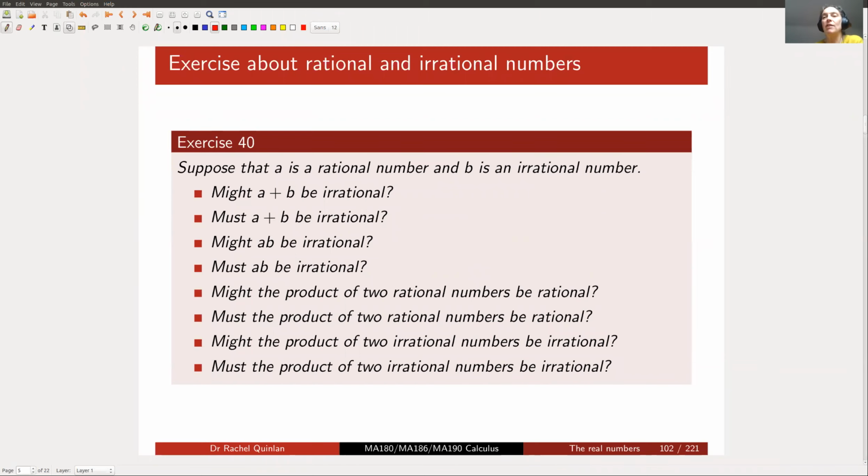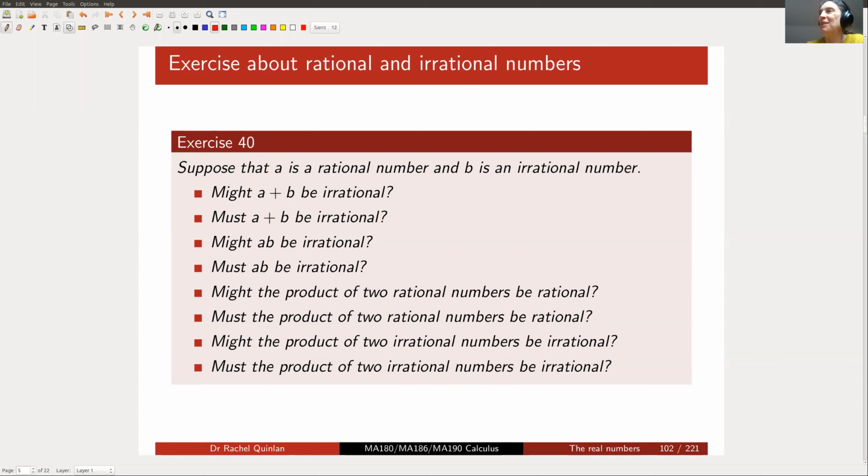I've mentioned this because I think these are the kinds of questions that are worth thinking about when you're thinking about rational and irrational numbers and how they behave, the sort of life that they have arithmetically. What happens when you multiply them together, when you add them together? Can you say anything about what you expect? And the answer is, well, sometimes yes and sometimes no. So thanks very much for participating in that poll.